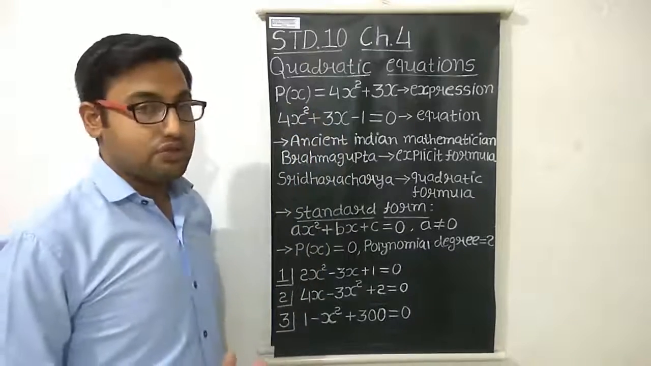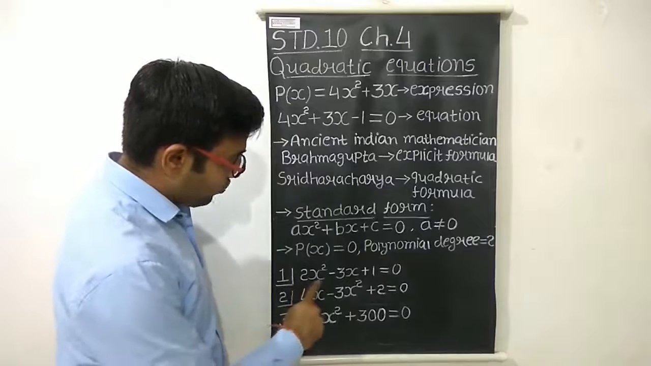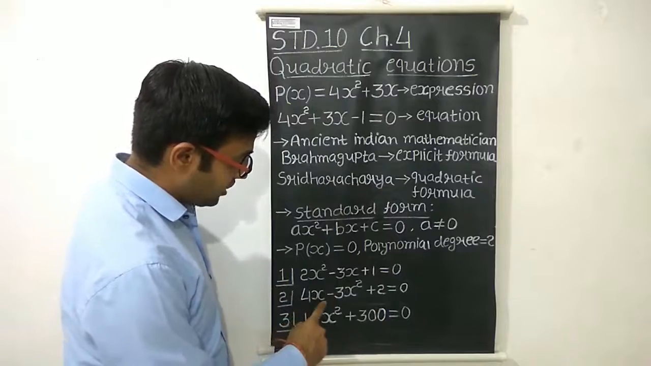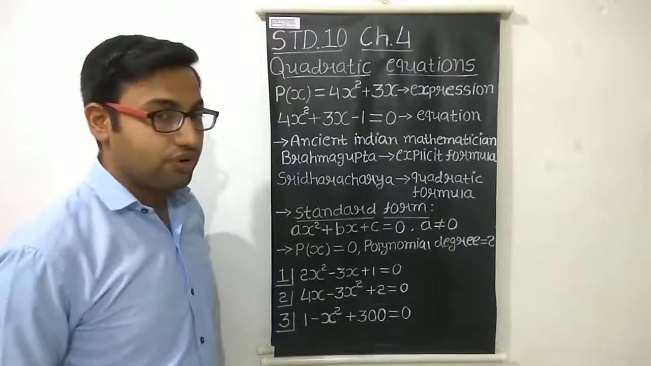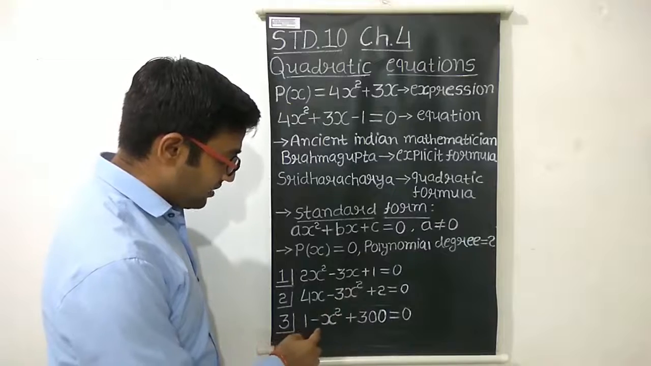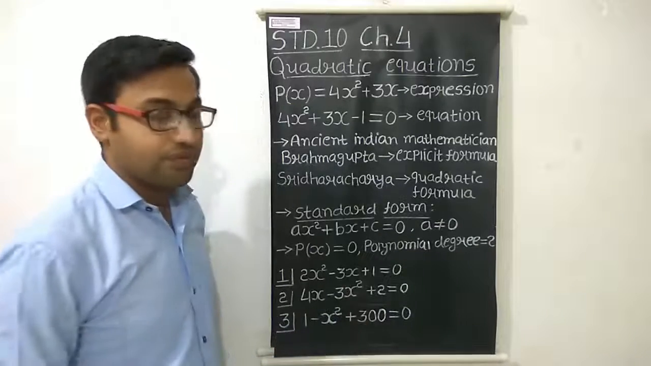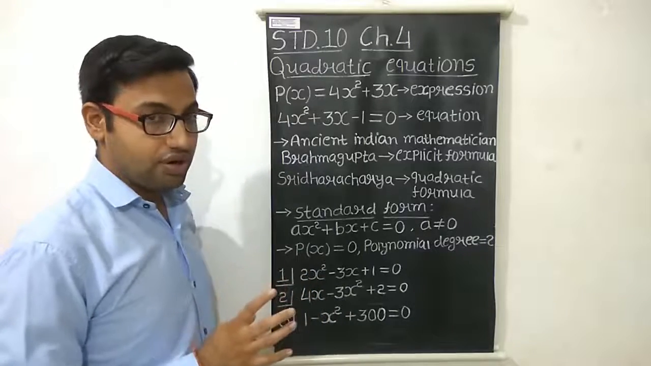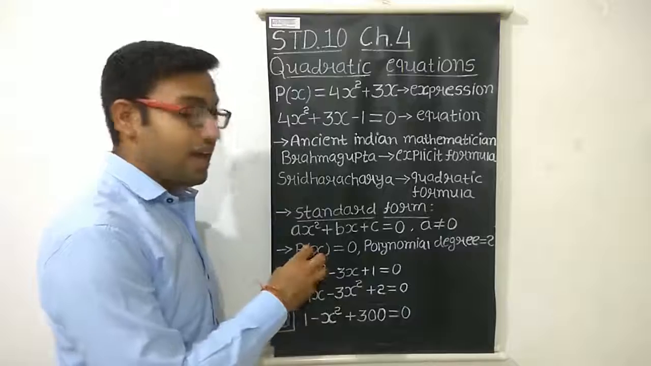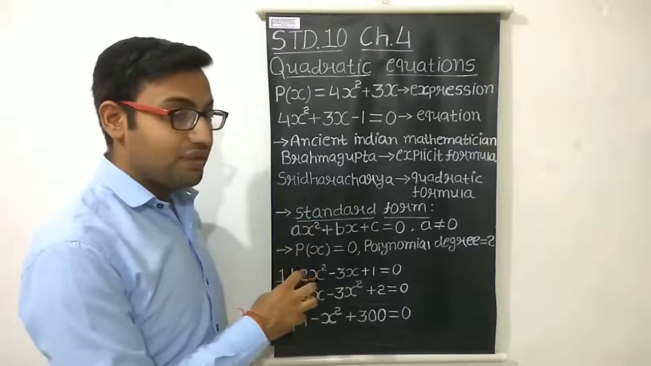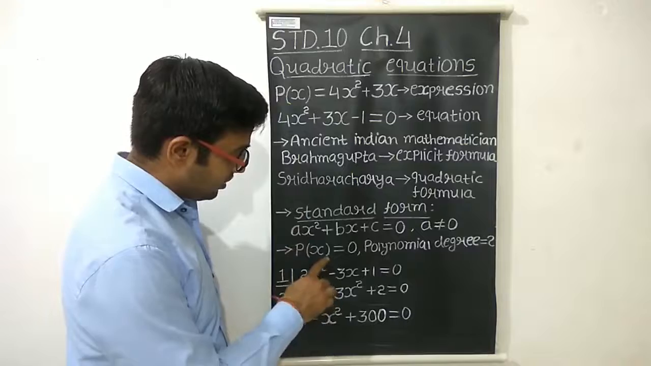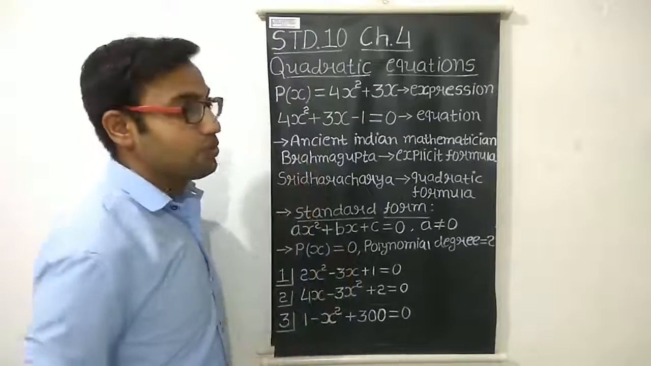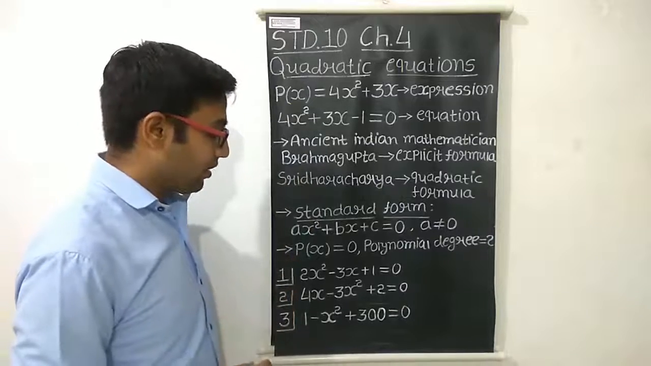Some examples of quadratic equations are: first, 2x square minus 3x plus 1 is equal to 0. Second, 4x minus 3x square plus 2 is equal to 0. And third, 1 minus x square plus 300 is equal to 0. Here the position of the terms is not important, but the x square term should be there in the equation. That you have to remember.